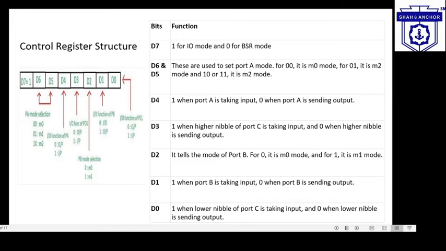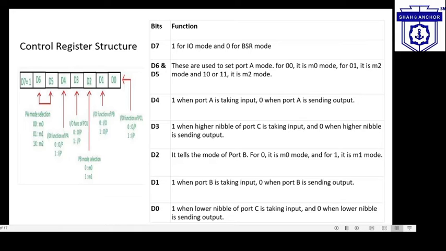On the slide, we can see the structure of the control register. The D7 bit of the control register is 1 for input output mode and 0 for BSR mode. Then D5 and D6 bits are used to set the port A mode. 00 means mode 0 for port A. Then 01 means mode 1, and it may be 10 or 11 for mode 2.